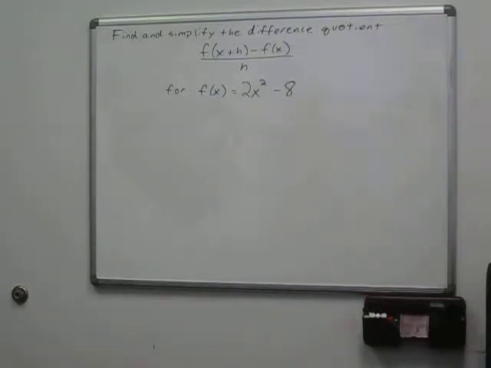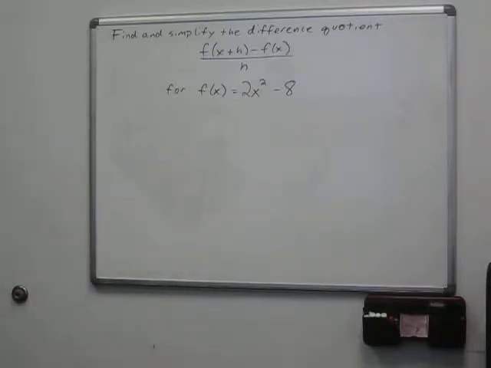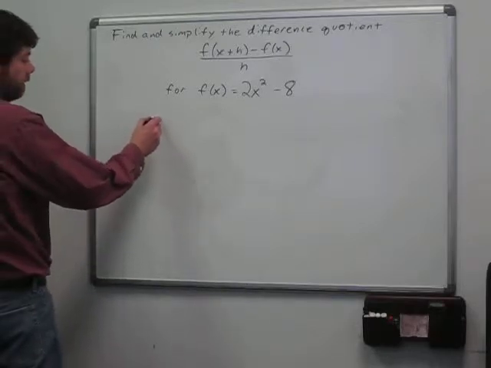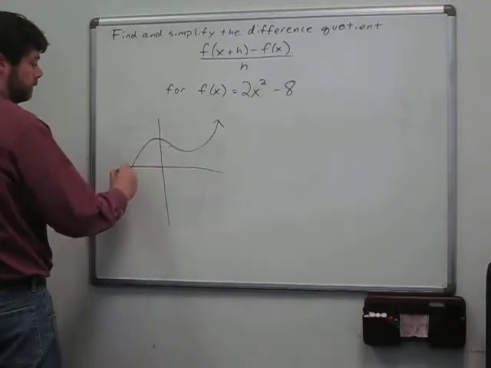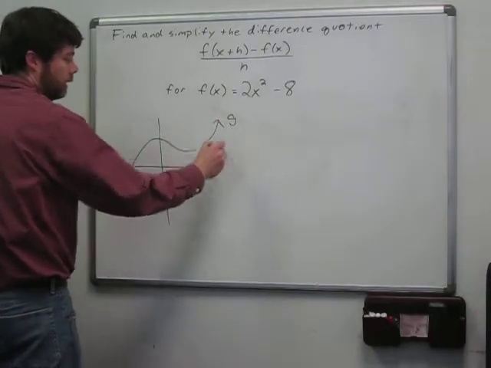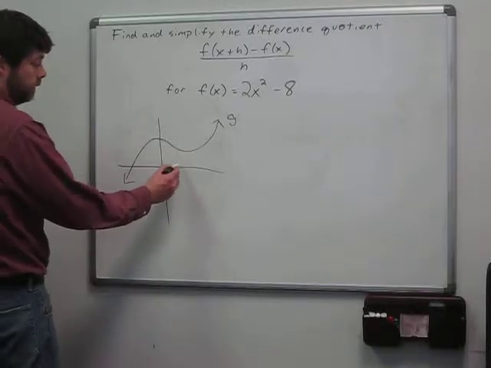This problem asks us to find and simplify the difference quotient for a given function. Let's start by recalling what we mean by the difference quotient, or where it comes from. If we have some general function, let's say g, then the difference quotient comes about just from a generalized version of finding the average rate of change.